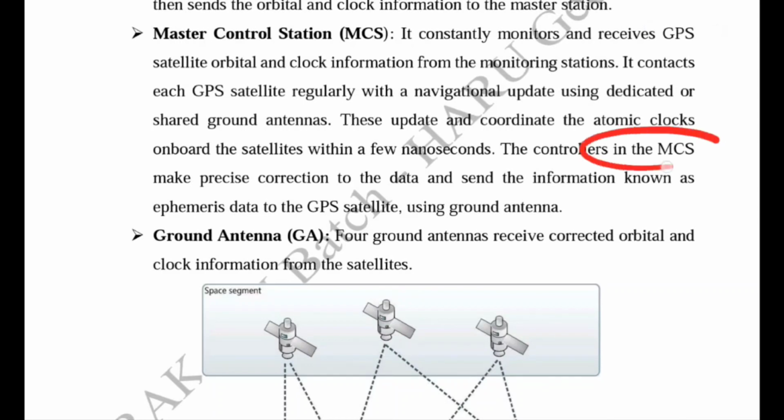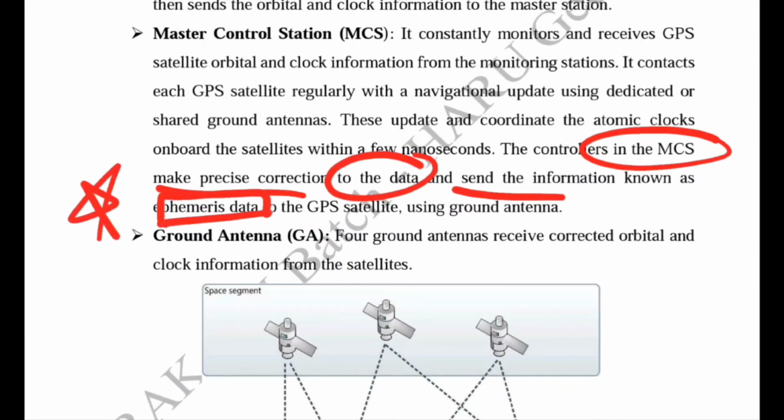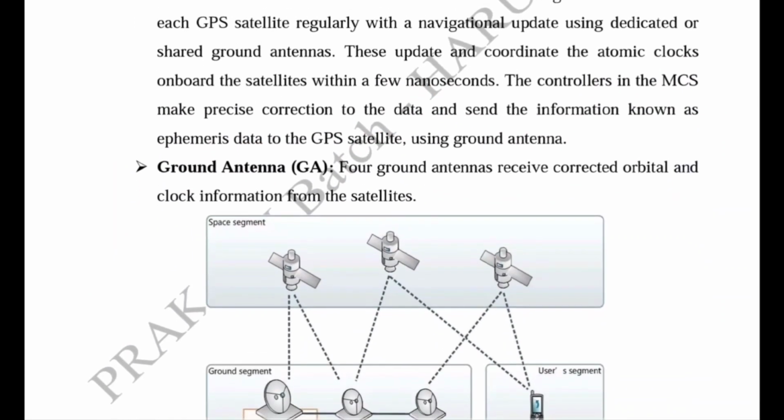The controllers available in the master control stations make the precise correction to the data if there is any variation, or their orbital information is to be known very accurately. And this data information has to be sent to GPS satellites, which is known as the ephemeris data. It is important terminology, ephemeris data, which is required for accurate GPS calculation by the receivers, and this information is transmitted to the satellites from the ground with the help of ground antenna.